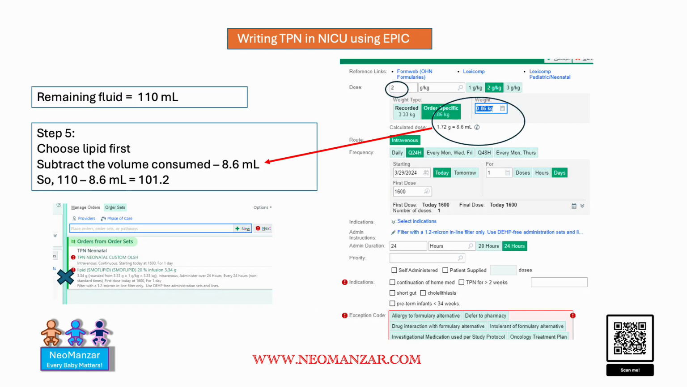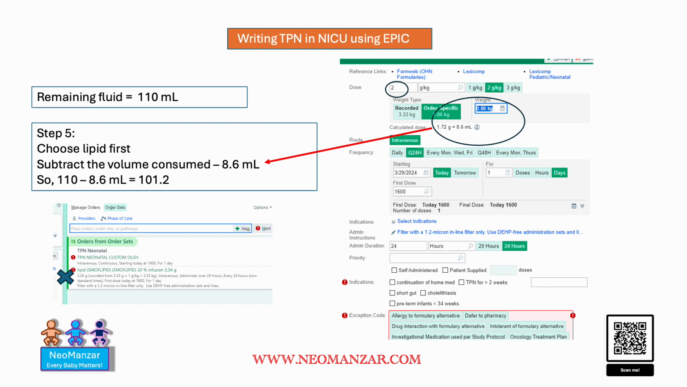So what we usually do, we select lipid first, and this window will pop up. And the moment you choose how many grams you want to give, it will automatically calculate the ml required. So you just subtract this ml from your total fluid. Again, let me revise. You have 110 ml left. You select lipid and you see in the box, the big circle, how much fluid is calculated there. You just subtract it from your total fluid, which was 110, and in this case we got 101 ml.